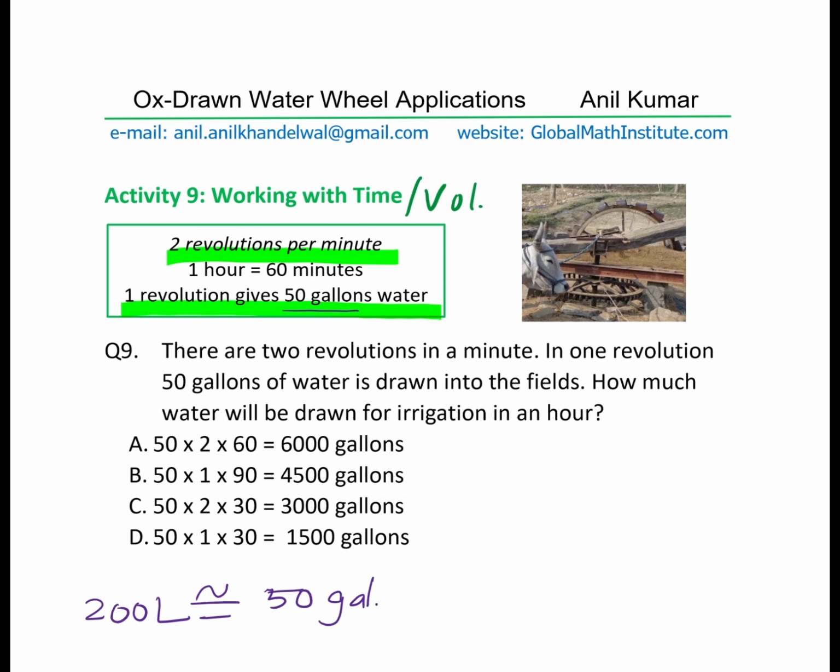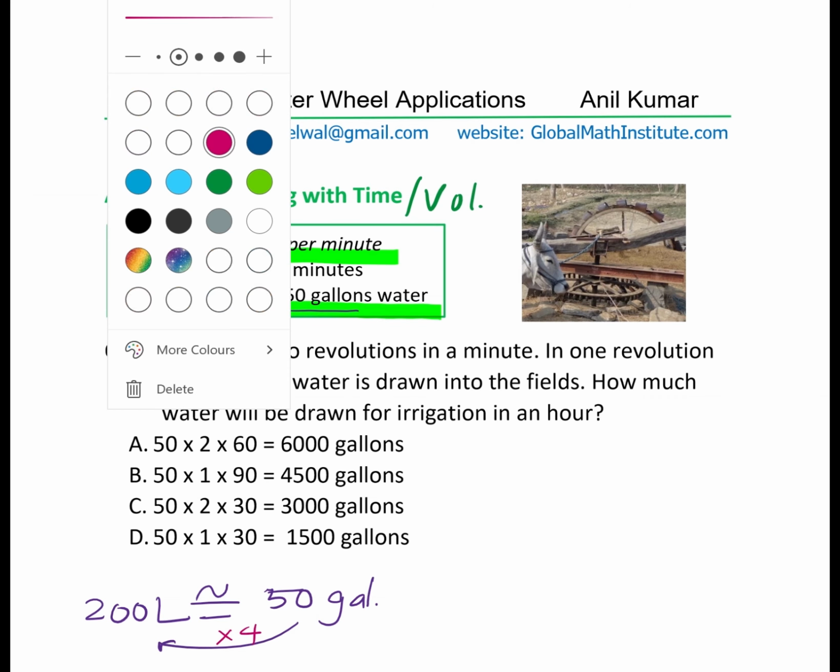So 200 liters is approximately equal to 50 gallons. Is that clear to you? 4 times, right? If you do this times 4, you can say times 4. Is it clear? Gallons is a huge unit. Now, because there's too much water coming out in the system, we are switching over to gallons. Now the question is, there are 2 revolutions in a minute, right? In 1 revolution, 50 gallons of water is drawn into the fields. How much water will be drawn for irrigation in an hour? So we have to write the answer in gallons now, okay?